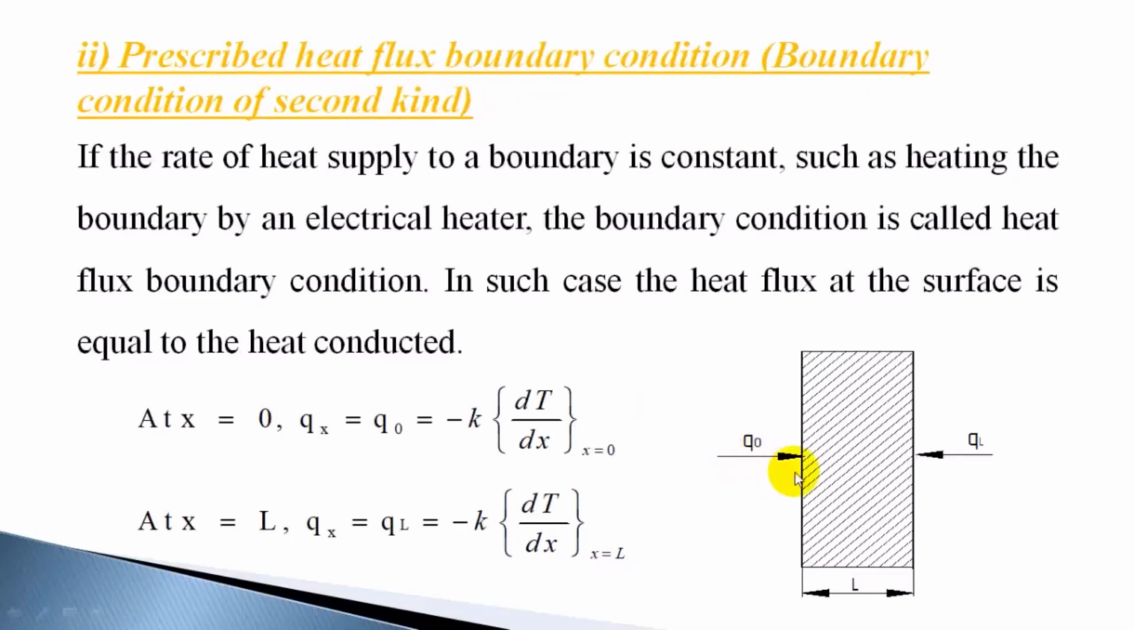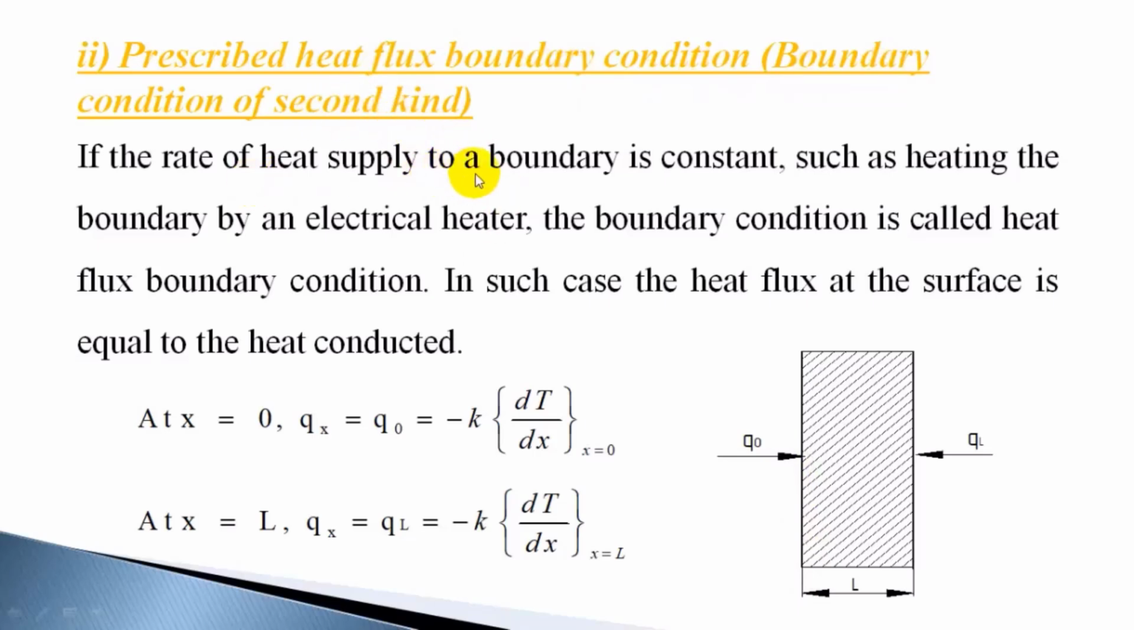Now if you are specifying the heat flux instead of temperature, we have so much heat flowing into the surface and so much heat flowing at the other end of the surface. For any surface, you need not have both. Here you may have a temperature boundary condition, here you may have a heat flux boundary condition. If you are specifying that 10 watts of heat is flowing into the surface when x is equal to 0, that is a heat flux boundary condition, or boundary condition of the second kind.